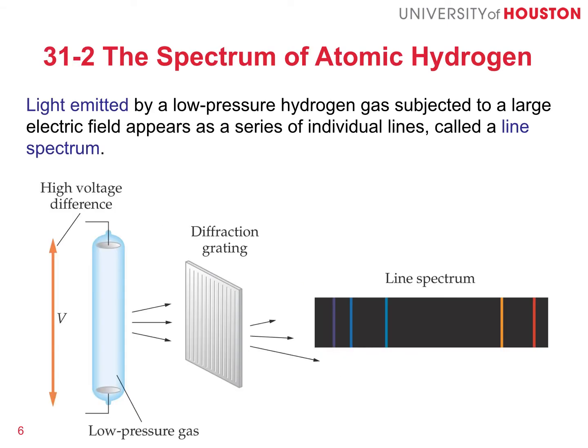Now, if we look at light emitted by a low pressure hydrogen gas which is subjected to a large electric field, and we pass this light through a diffraction grating, and the diffraction grating will separate the light into various wavelengths, we find something called a line spectrum, and that is that the light only consists of a small number of wavelengths. In this case we have one wavelength corresponding to purple light, two corresponding to blue, one corresponding to yellow, and another corresponding to red.